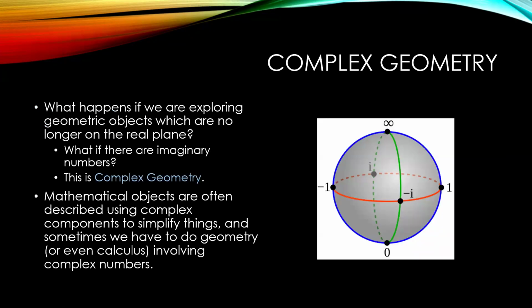Complex geometry has similar ideas as regular geometry, but what if we're dealing with complex numbers? What if there are imaginary numbers in play? That's where complex geometry comes in. Mathematical objects are often described using complex components to simplify things. Sometimes we have to do geometry or even calculus involving complex numbers. Calculus on complex numbers is called complex analysis. It's a fun one.